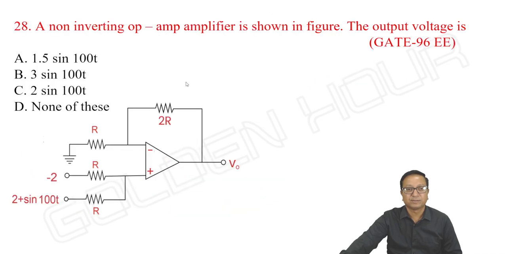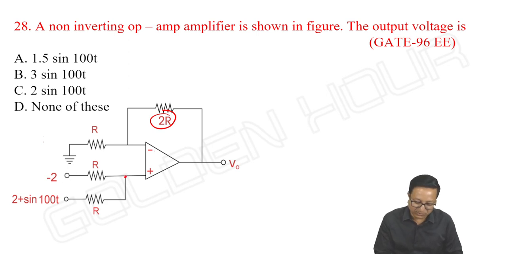Next. See this question. A non-inverting op-amp amplifier is shown in the figure. The output voltage is a very simple thing. There are 2 inputs, but here instead of R they gave 2R. With 2 inputs, n is 2, so if you had (n − 1) × R, I could write V1 + V2 blindly. But it is not so. It is 2R.